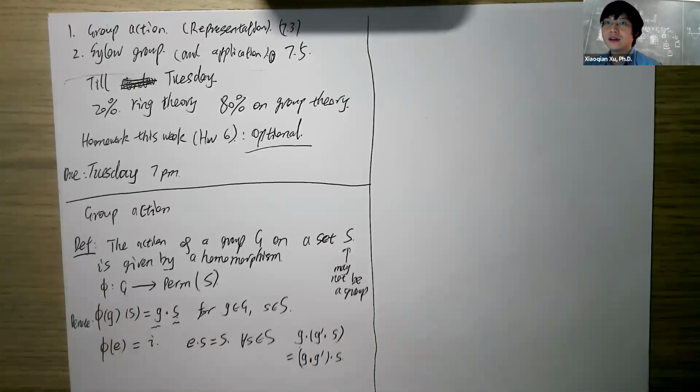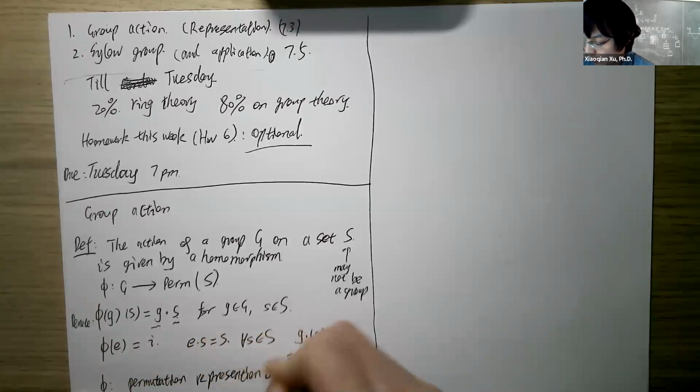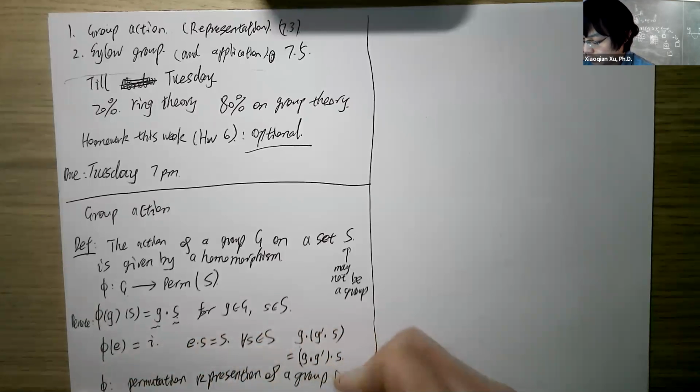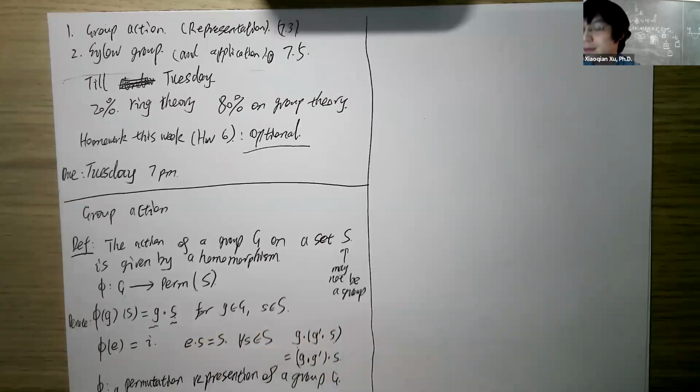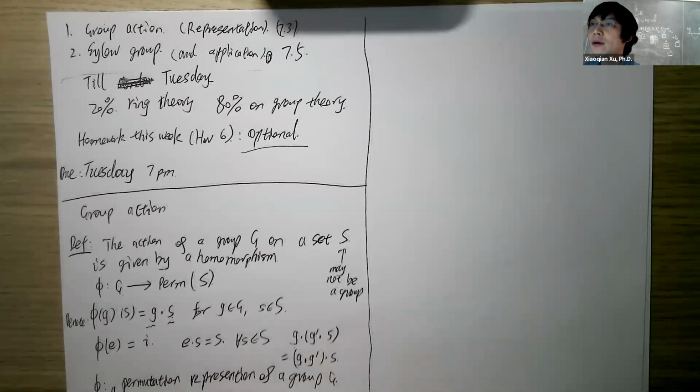So this kind of homomorphism can also be called a permutation representation of a group G. We call it a representation because you try to see G, which is an arbitrary abstract group, as some permutations.